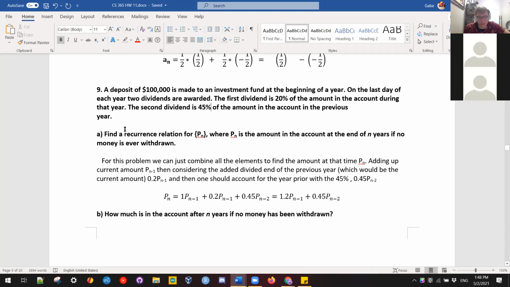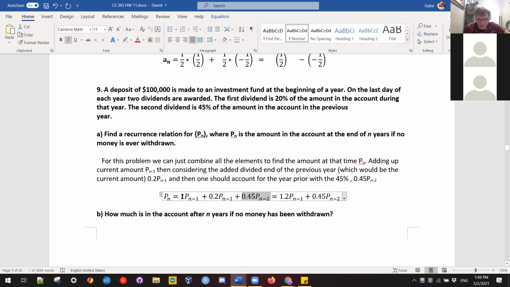Okay, so once again, recurrence relation, we're thinking about cases and what cases we can add up. Where Pn is the amount at the end of n years if no money is ever withdrawn. We're always going to want to think of our current amount. So Pn, what is that going to equal? Obviously, with this one there's not so much cases. It's more of just thinking about what would happen. You could think of it technically as you're on the current year, then you're just going to get that amount with the 20% after that year ends. Or if you've been there already for a while, you're going to get that 45% added onto it as well.